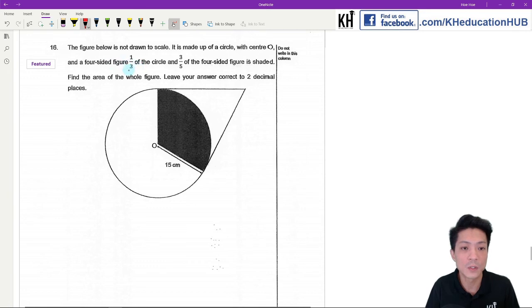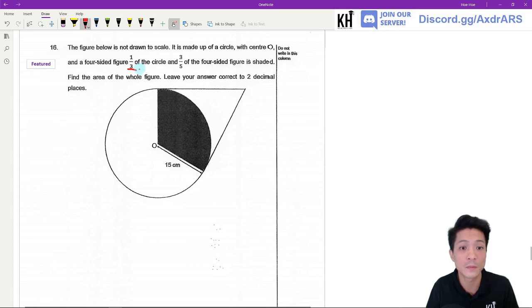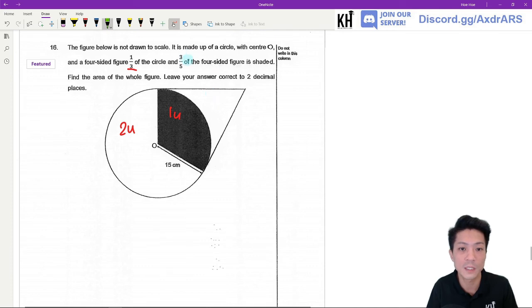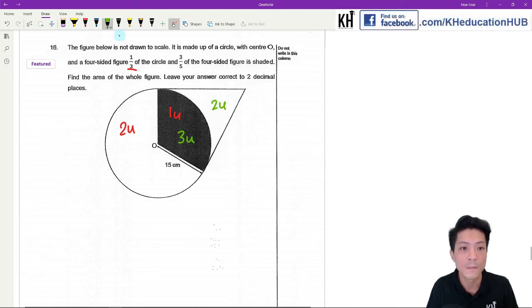The first thing that I'm going to do is write down the ratio of the area of the circle. 1/3 of the circle and 3/5 of the 4-sided figure is shaded, right? Which means that for the circle, the shaded area will be 1 unit and the unshaded area will be 2 units. But for the 4-sided figure, 3/5 of it is shaded, so this is 3 units and the unshaded part will be 2 units.